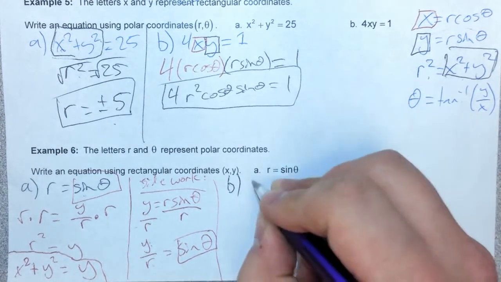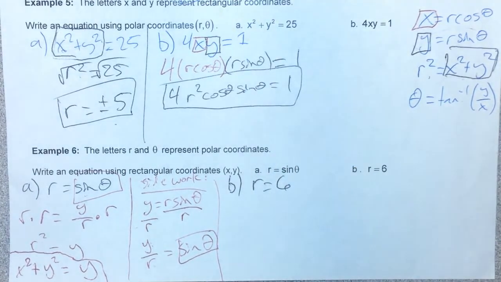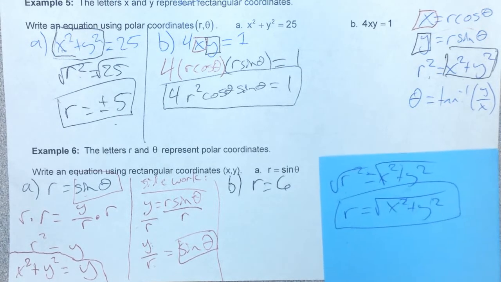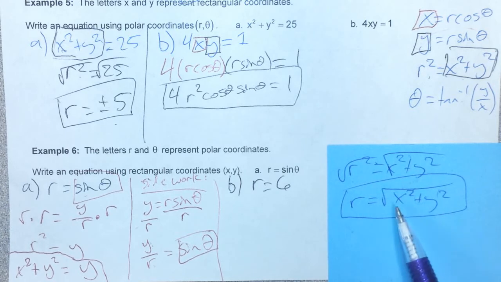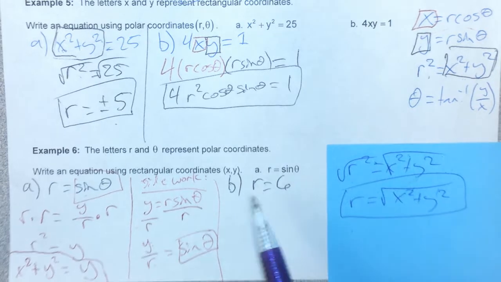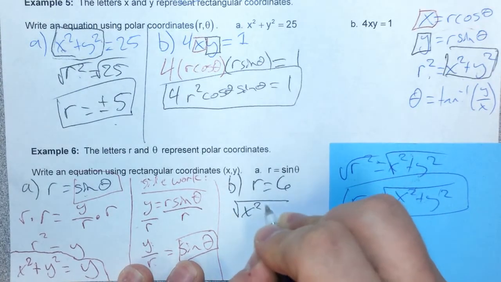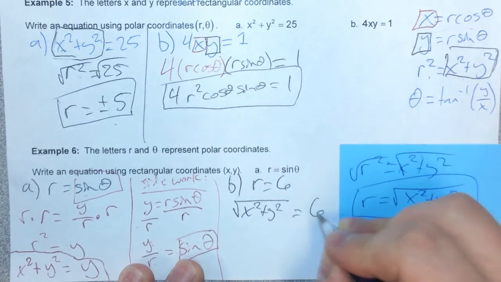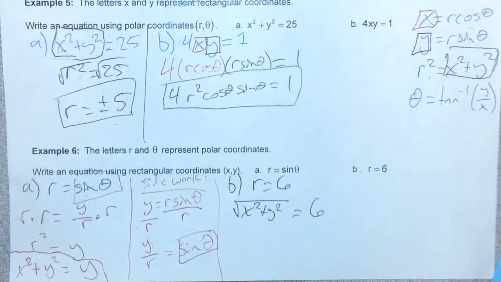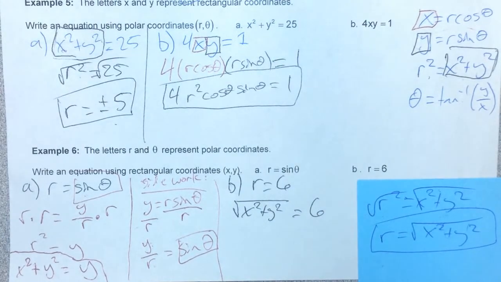For B, we've got r equals 6. So no thetas, so I don't need to worry about that. Some side work, something that we did already: if I want to get r by itself, it's the square root of x squared plus y squared. So I'm just going to replace r with the square root of x squared plus y squared. All in one swoop, I got rid of my r. Since my r's and thetas are gone, I'd say that's probably good.